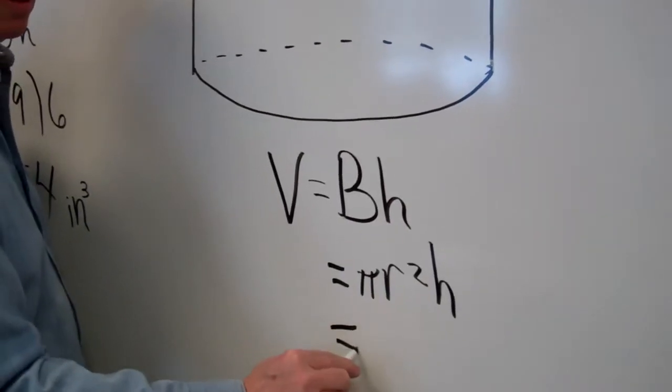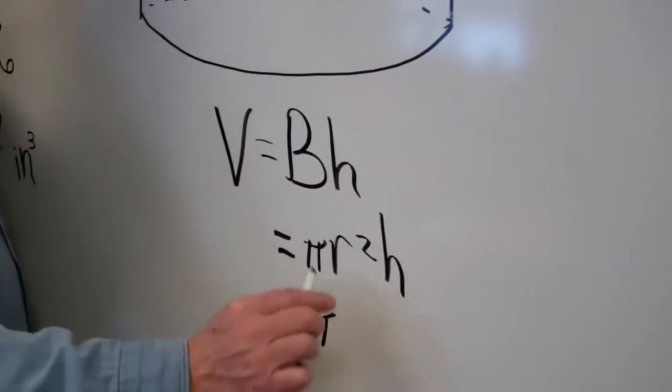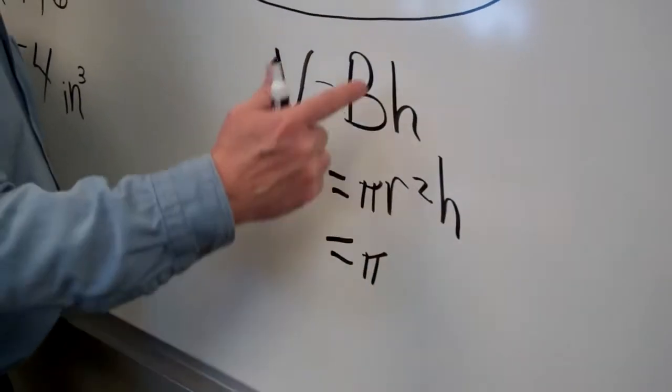Very good. So we could just fill this in with pi times, what is the radius? 3?